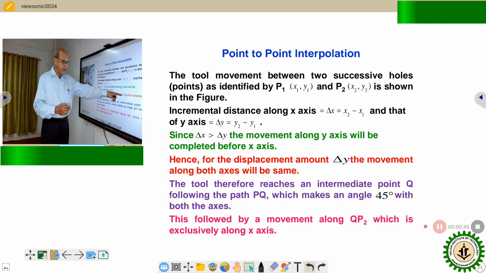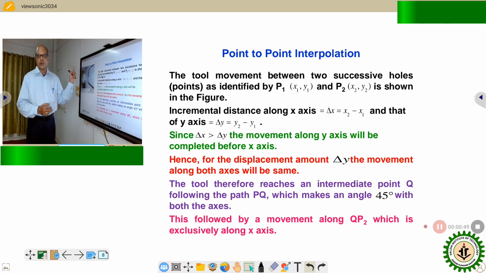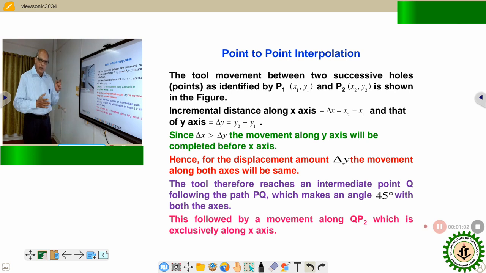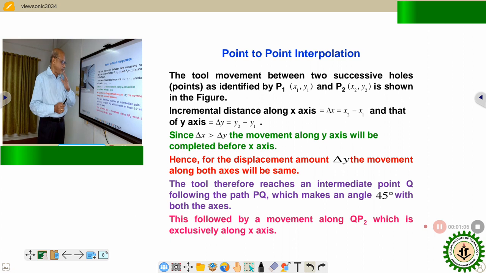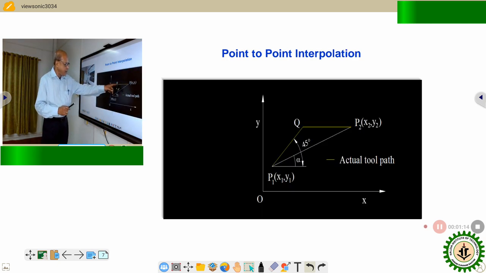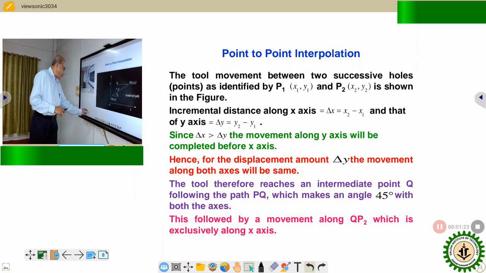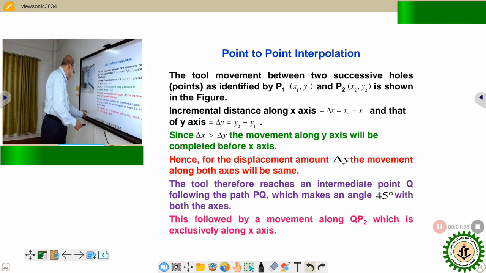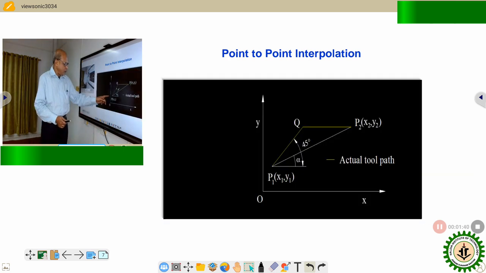Don't get confused, I have also mentioned the term delta y, but that does not mean the motion is exclusively along the y axis. Since it is the minimum between delta x and delta y, for this minimum portion of movement the motion will be synchronized along the 45 degree, because both are moving at the same maximum velocity. So the tool will reach an intermediate point Q following the path P1Q, which has an inclination of 45 degree with the horizontal. And for the rest of the motion, which is exclusively along x, it will move along QP2, which is represented by a horizontal line along the x axis only. Once again, referring to this figure, P1 to Q is synchronized motion, Q to P2 is only for the x axis.